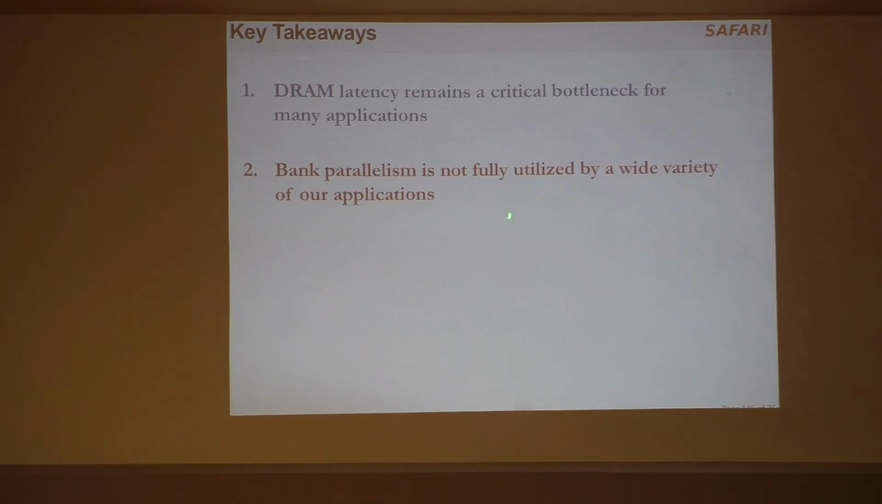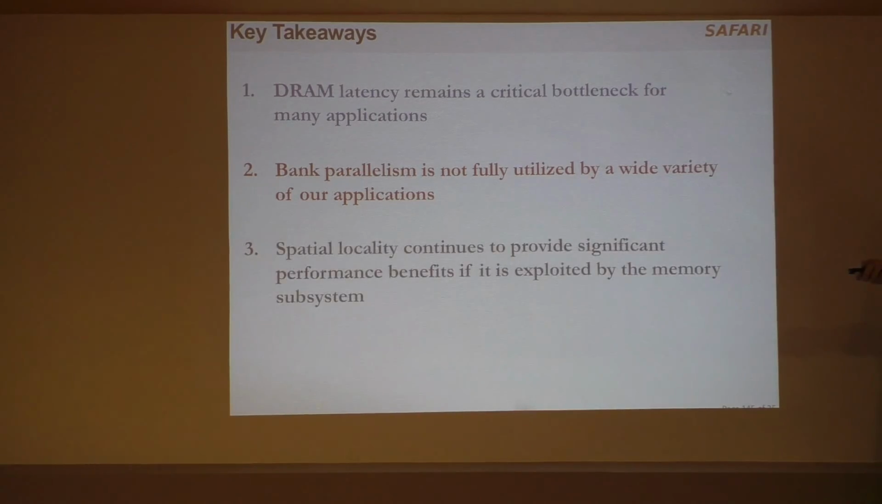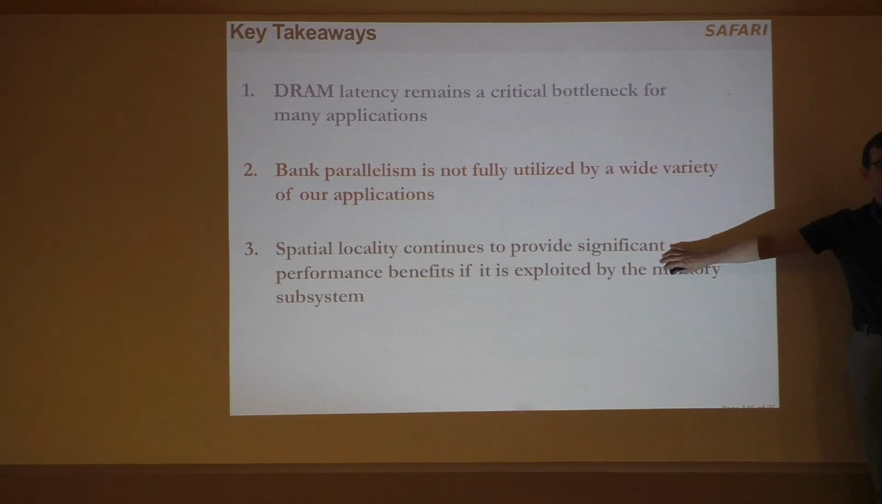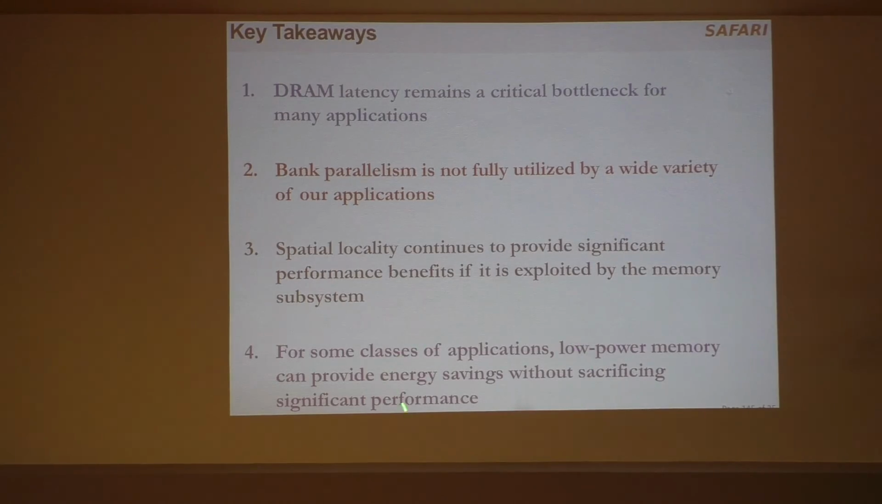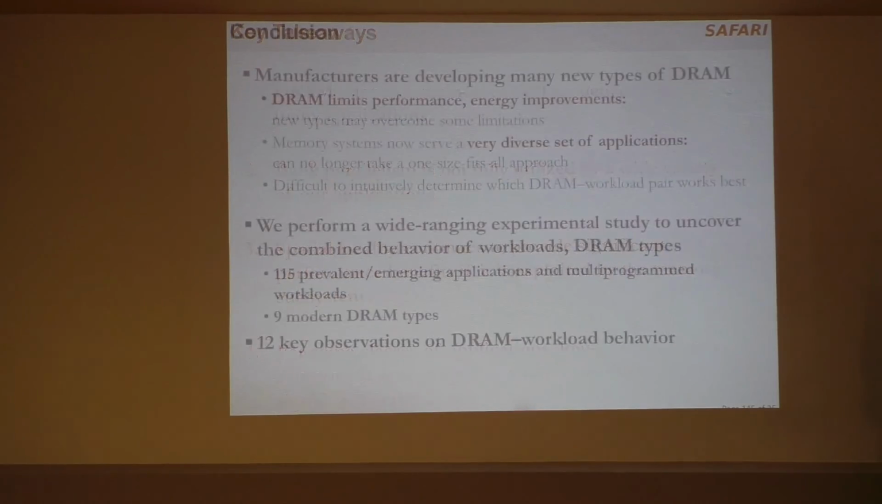DRAM latency is a critical bottleneck. Bank parallelism is not fully utilized by a wide variety of the applications that we examined, so you need to rewrite your application sometimes. Spatial locality is still important. Maybe this is obvious, but the memory subsystem needs to exploit it. Some memory types actually reduce the spatial locality, and they lose performance in many cases. And low power memory is very promising, but its latencies are sometimes too high. So if applications are tolerant to latency, they could be promising.